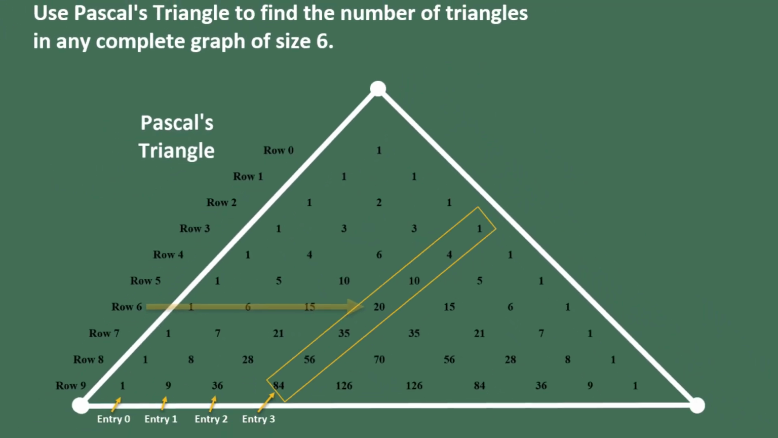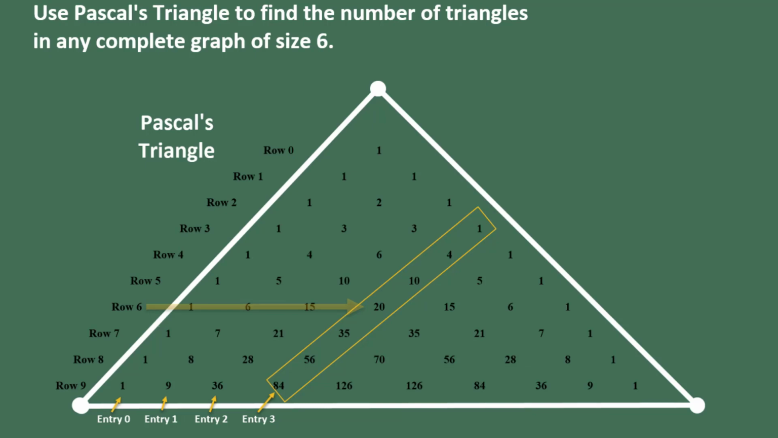When we're reading entries in Pascal's triangle, the top row is called row 0, then row 1, then row 2, and so on. In any particular row, the first entry is called entry 0, and then the second entry is entry 1, and the third is entry 2, and so on. So when we're counting rows and counting across rows, we don't start with 1, we start with 0. If you can remember that, then it makes finding the number of triangles in a complete graph pretty easy.